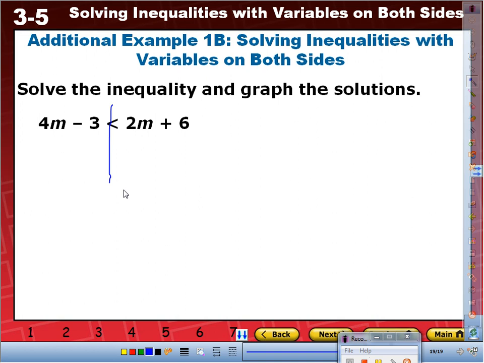Step 2, isolate the variable. Start with the smallest one. Which is my smallest one? 2m. So I subtract 2m. Subtract 2m. We're left with 2m minus 3 less than 6. Finish it off and graph it.